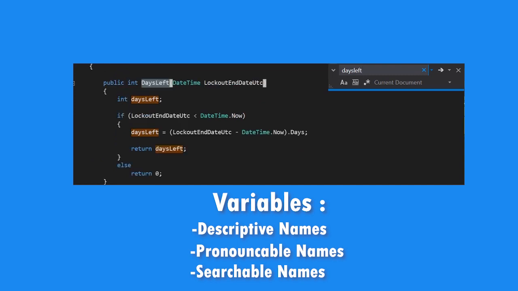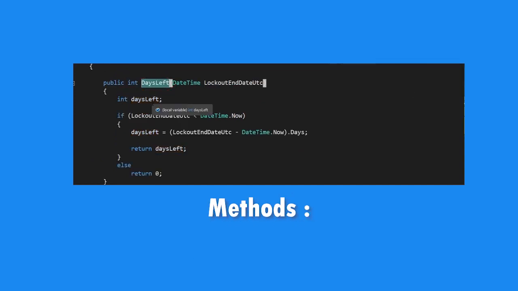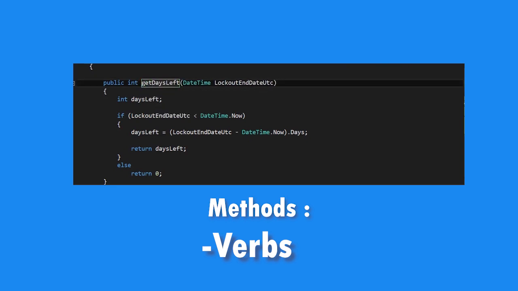Okay, now let's move on into naming our methods. When it comes to naming our methods guys, I suggest that you stick to naming your methods using verbs. In this case, I would name this method get days left, as this tells the other developers what the method actually does. It returns or it retrieves the number of days left. Simple.